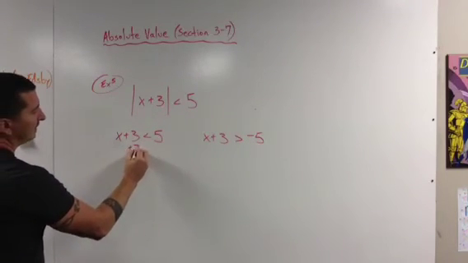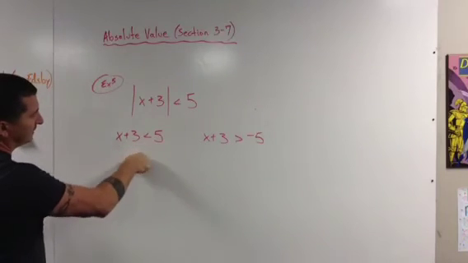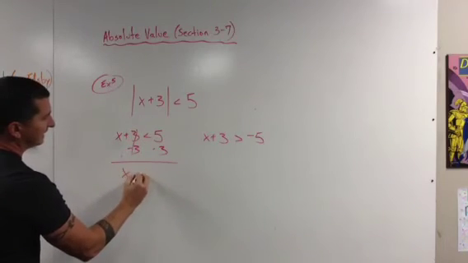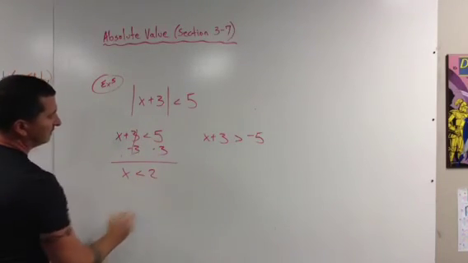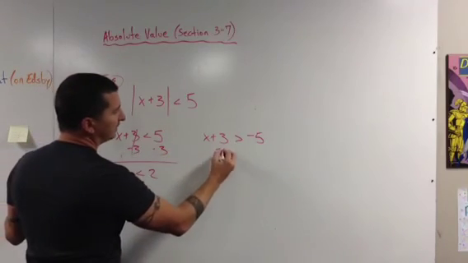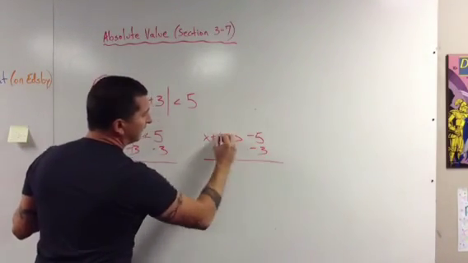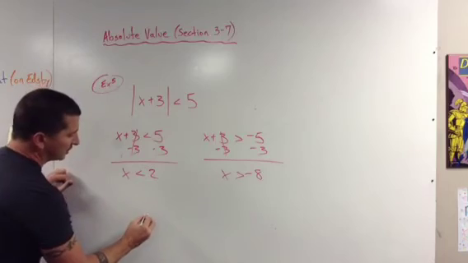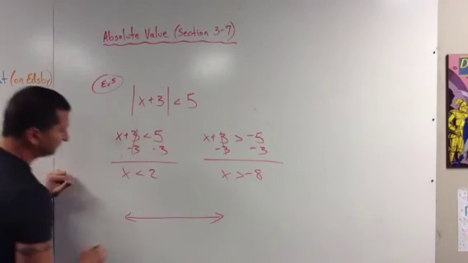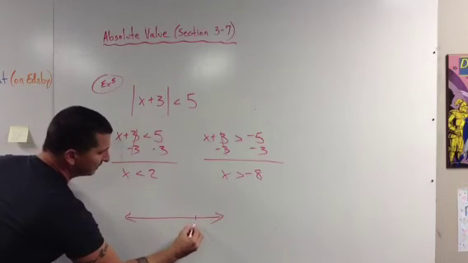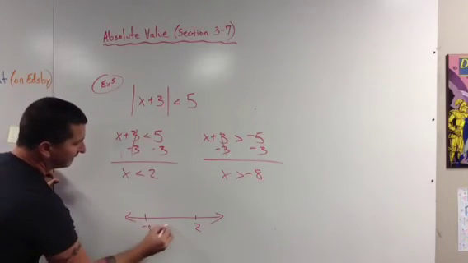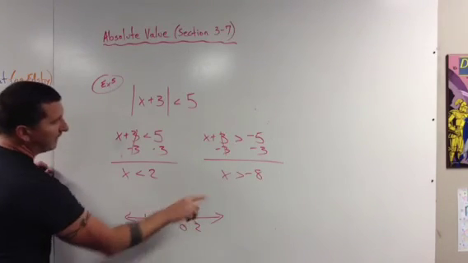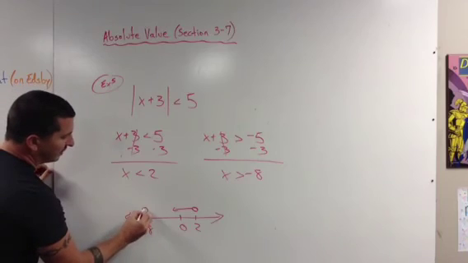So now we're going to subtract 3 from both sides, and we get x is less than 2. On this problem, we're going to subtract 3 from both sides, and we get x is greater than -8. So when we graph this one, we get x is less than 2. So if this is 2, this is -8, this is 0. X is less than 2. It's an open circle going to the left. And then x is greater than -8, which is an open circle going to the right.